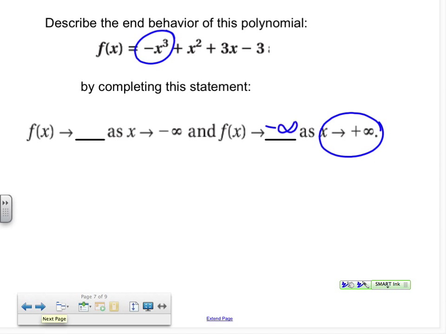And our power is odd. So that means the left and the right are doing opposite things. Since the right side, positive infinity, is going to negative infinity, the left side will go the opposite way. So our function goes negative on the right, and there's an odd power, so the left will go to positive.